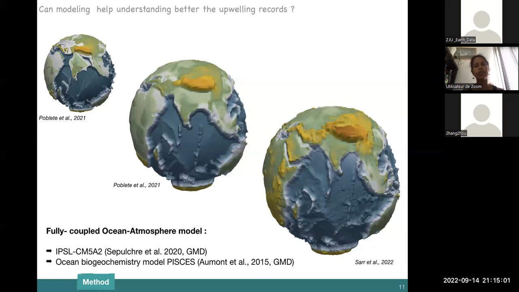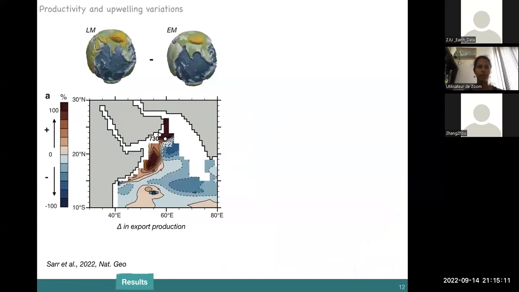And I will show, using this peculiar setup and framework, that we can for once find a way to reconcile the oceanographic and continental record and the model results. So here are some results.